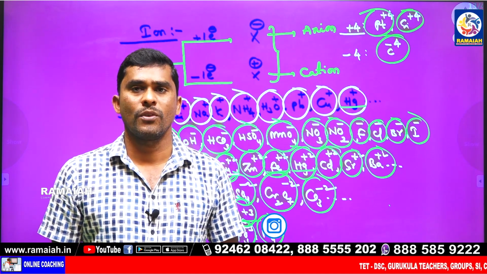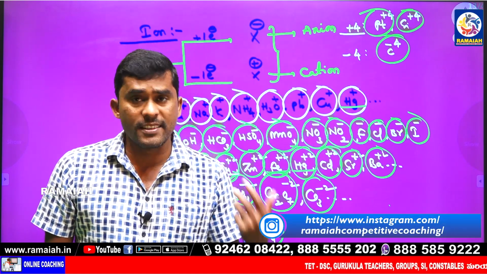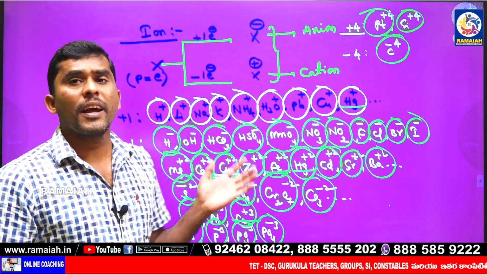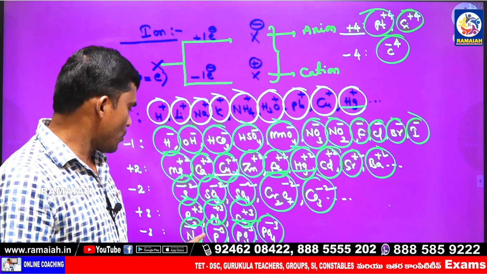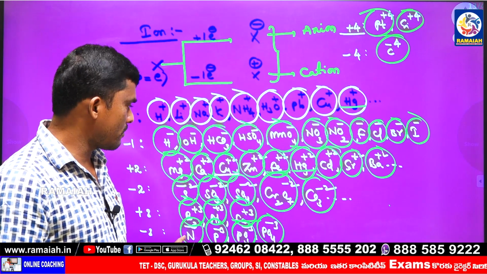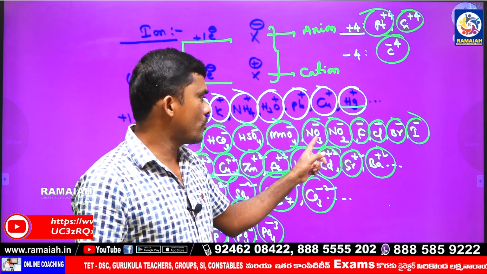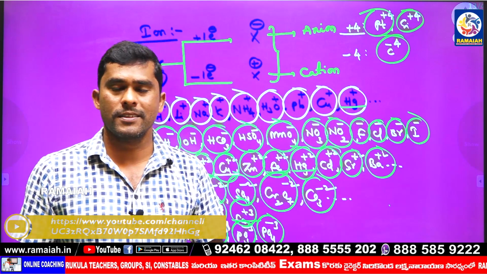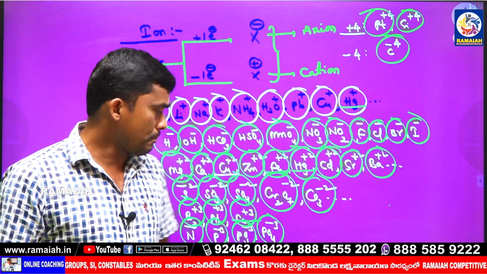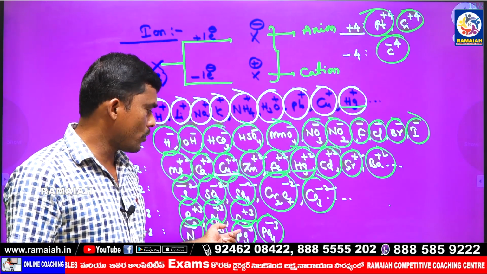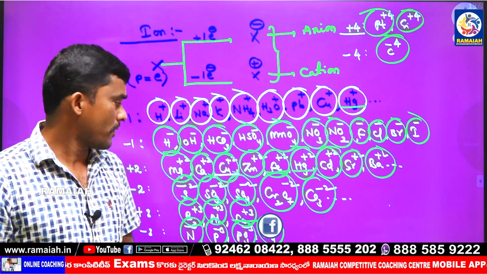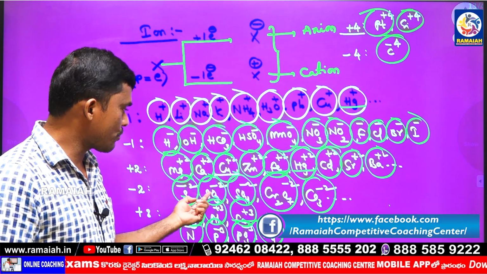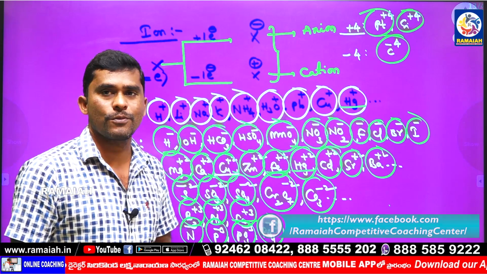Next thing is nitrogen. Here nitrogen N minus 3, here NO2 minus, here NO3 minus. Same with phosphorus, P minus 3, PO3 minus, PO4 minus. And S also, S minus 2, SO3 minus 2, SO4 minus 2.